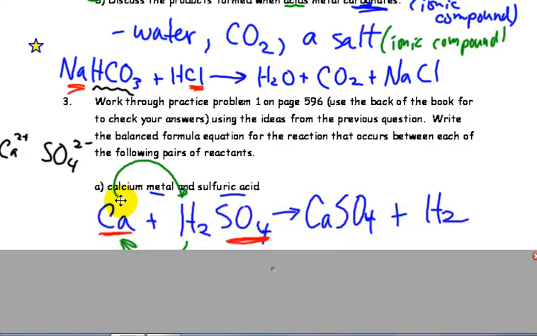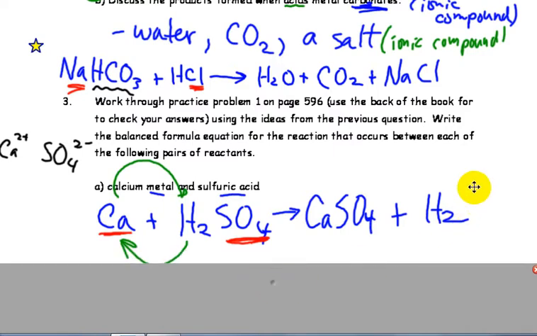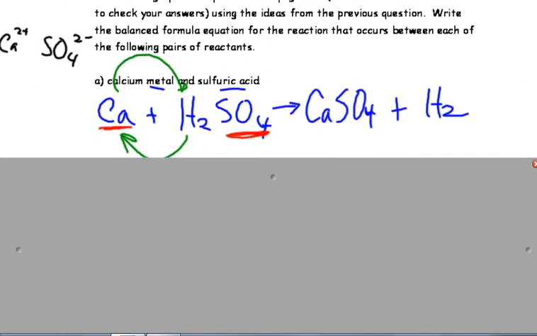Okay, so over here, calcium metal, sulfuric acid is H2SO4. So the calcium and the hydrogen replace each other, and we get hydrogen gas. And then calcium is 2+, sulfate is 2-, so they come together in a 1-to-1 ratio, CaSO4.